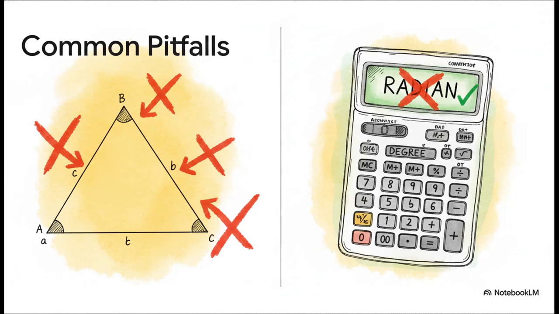And here they are. Number 1, mismatching the sides and the angles. It sounds simple, but you've got to be careful that you're pairing side A with angle A, B with B, and so on. Get that mixed up and the whole thing falls apart. Number 2, and this one is a classic, your calculator mode. If your problem is in degrees, your calculator absolutely must be in degree mode. If it's secretly in radian mode, your answers will be complete nonsense. So my advice, always check your mode before you start.